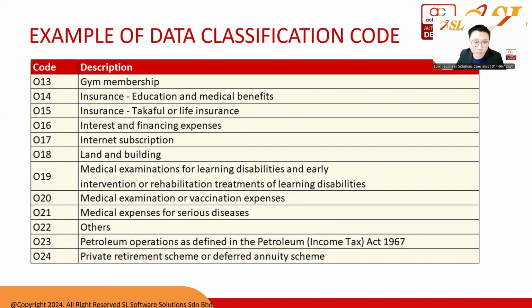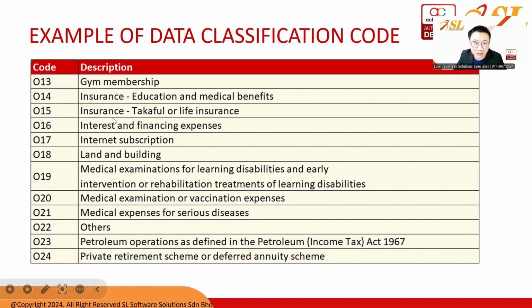So the most important is 022. 022 is others. Most of the business is not related to any relief or any specific data classification requirement, so it falls under others. I think the majority of our business falls under 022. Okay, 022.